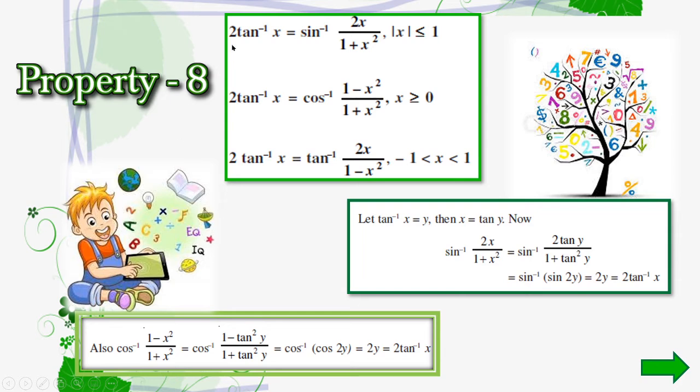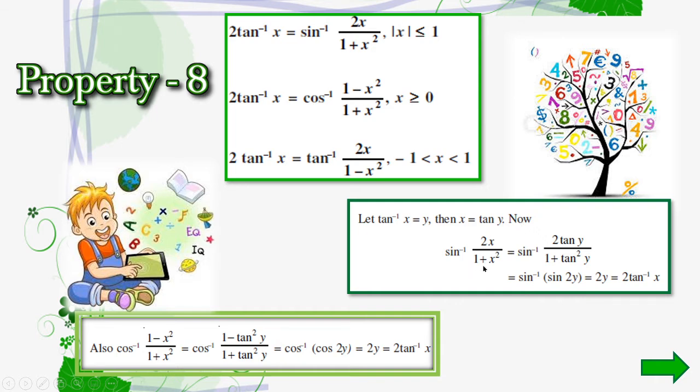Property 8: 2 tan inverse x equal to sine inverse of 2x upon (1 plus x square). 2 tan inverse x, same thing, is equal to cos inverse of (1 minus x square) upon (1 plus x square). And this is equal to tan inverse of 2x upon (1 minus x square) as well. So let tan inverse x equal to y. Taking tan to both sides, x is equal to tan y.